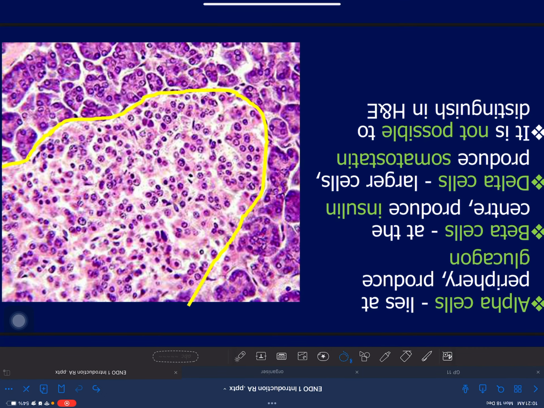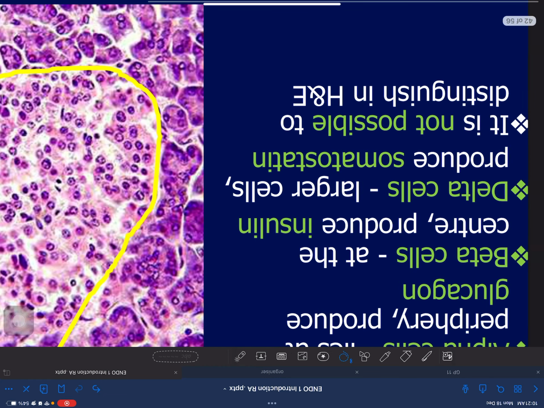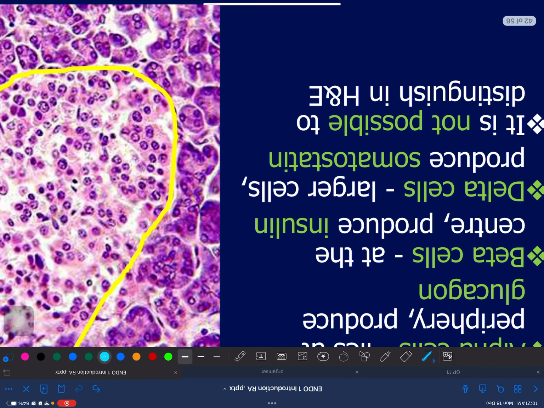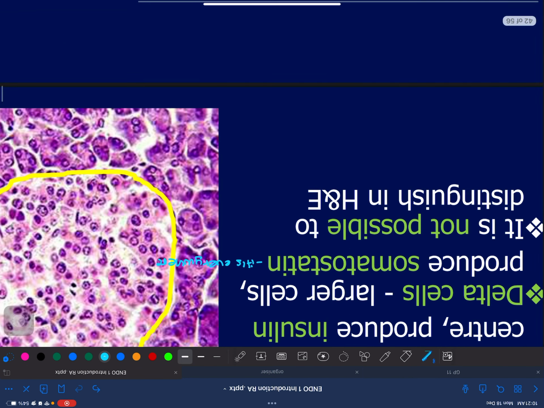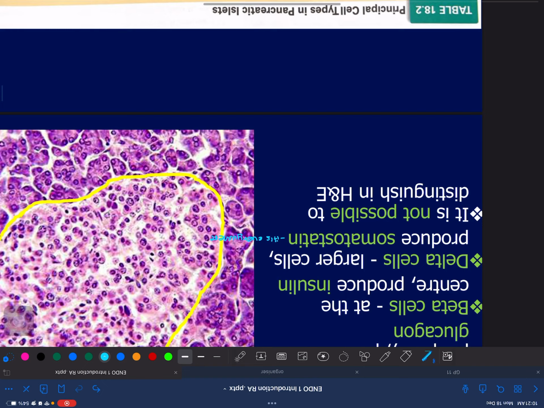Alpha cell usually at periphery, beta cell in the center, and delta cell is everywhere. But usually it's not possible to distinguish in the H&E. They can have a special stain or immunofluorescence to see each type of the cells in the islet of Langerhans. So you can distinguish it. And majority is, okay, tengok percentage, majority is the beta cell.